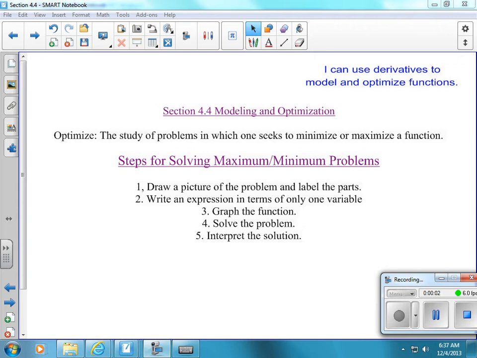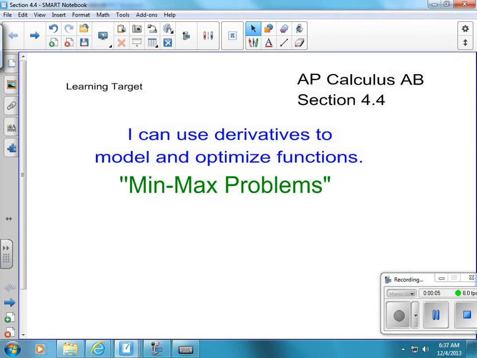Welcome to section 4.4. We are going to do minimum, maximum, or maximum, minimum problems, whichever way you want to call it. And that's what section 4.4 is all about. Some students find these very challenging. Some students think these make a ton of sense. Finally, we're seeing a little bit of what derivatives can be used for.